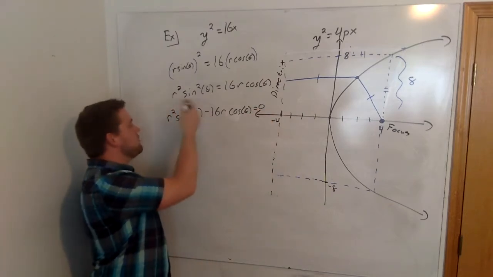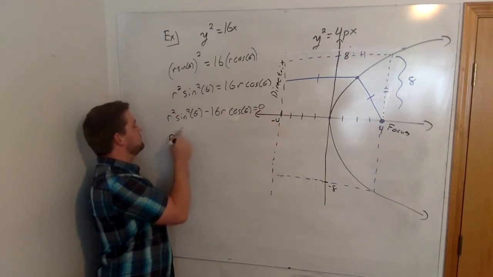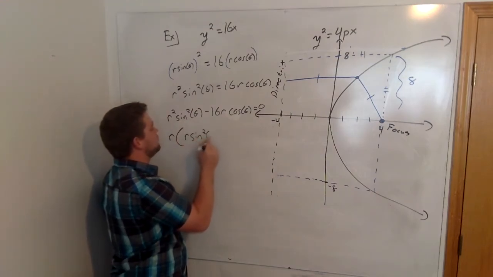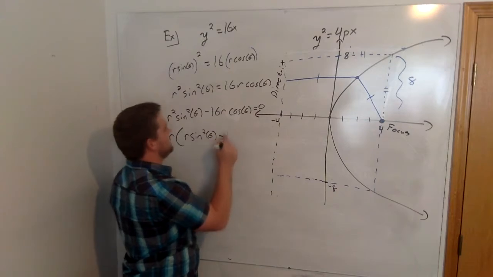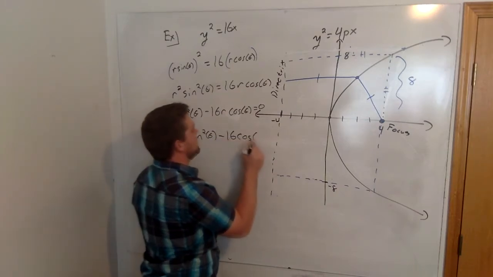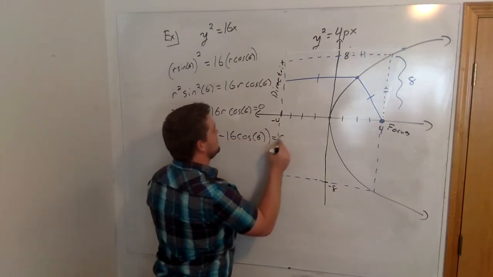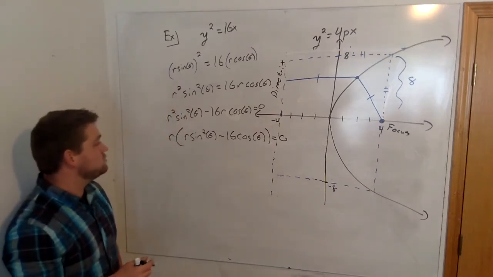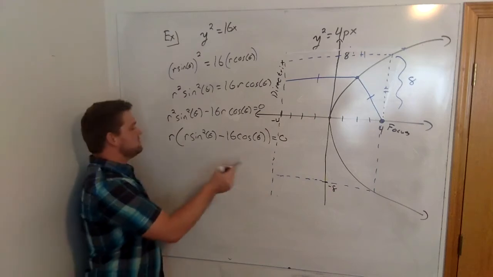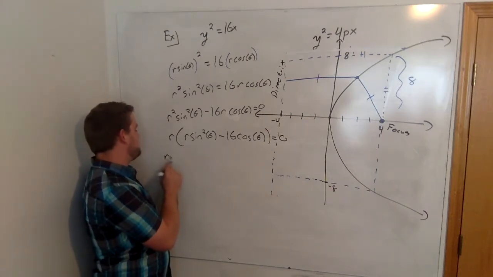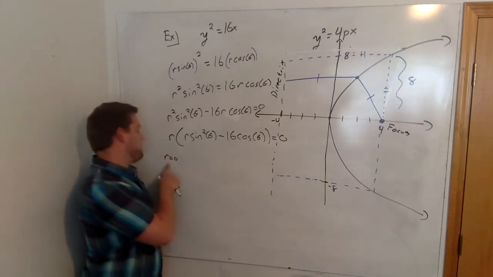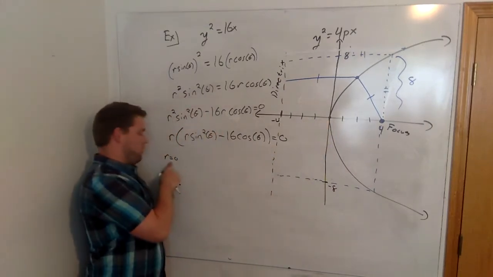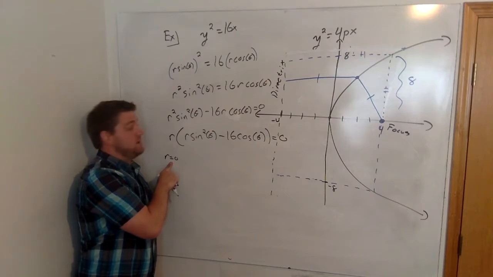Okay, we could go ahead and factor the r out. So we'll be left with r times (r sine squared of theta minus 16 cosine of theta) equal to 0. I'm just trying to simplify this as much as possible. Well, what this is saying is that either r could be equal to 0, which is just describing a single point on this curve. That's just describing the origin. So r is 0, the radius is 0 for any theta. That's just what this is saying.